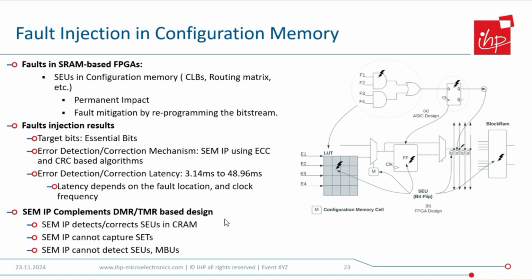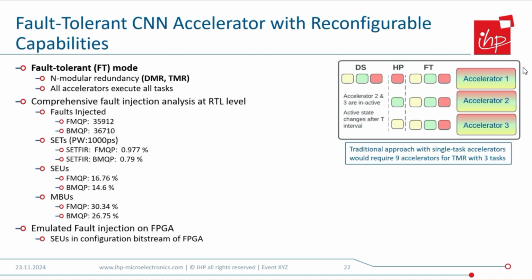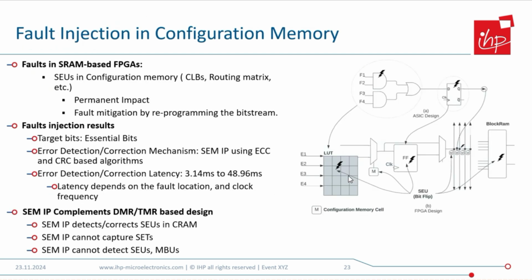This combination would mean for these three faults, this architecture would be providing you high reliability, while for single event upsets in the configuration bit stream, your SEM IP core would be providing you high reliability. That means detection and correction mechanism. So they can work together to give you the highest reliability possible.